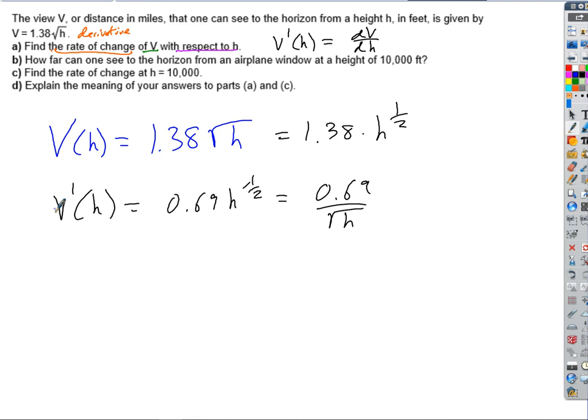Good. So what are we asking for here? How far can one see to the horizon? That's the blue, right? Because that's the definition of what we call view. Your view is how far you can see from a certain height, like in an airplane. So for part B, we're just calculating v of 10,000 and getting some answer. Who cares, right? What about part C? Find the rate of change at h equal to 10,000. So which one am I using there? Black, right?